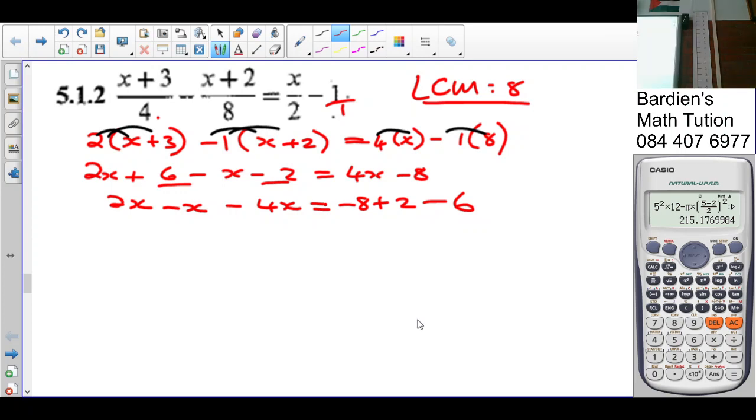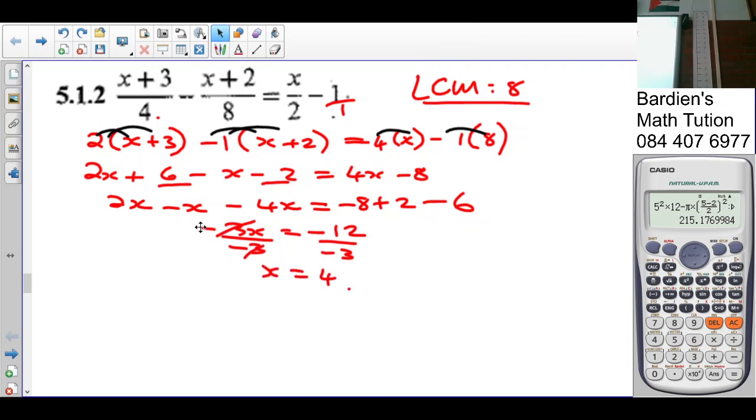Okay. So 2x minus x is x, minus 4x is negative 3x. Negative 8 plus 2, negative 6, minus 6, divided by negative 3 both sides. So x equal to? Any confusion? No.